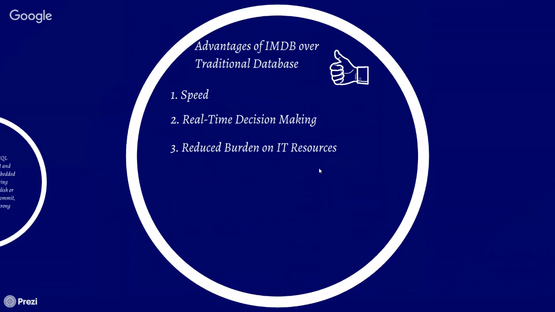And the second one is real-time decision making. IMDb also does better on real-time decision making than the traditional one. And the third one is reduced burden on IT resources. IMDb also does well at reducing the use of IT resources when solving problems.